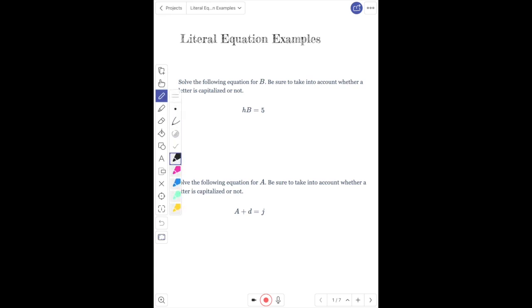So again, I'm going to make sure that I circled the variable that I'm solving for. It says solve the following equation for b, so I'm going to circle b. That means I want to get b by itself. So I'm going to rearrange this by doing inverse operations. I have b times h, or h times b, same thing, equals 5. If it's times, I'm going to divide by h. So when I rearrange this, b now equals 5 divided by h.